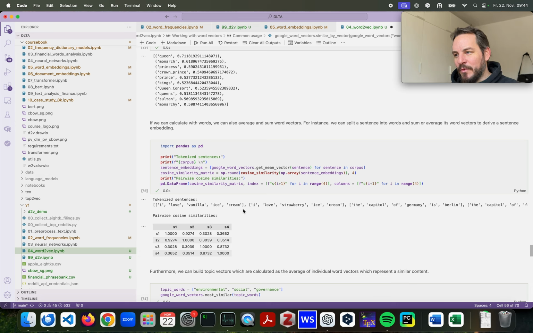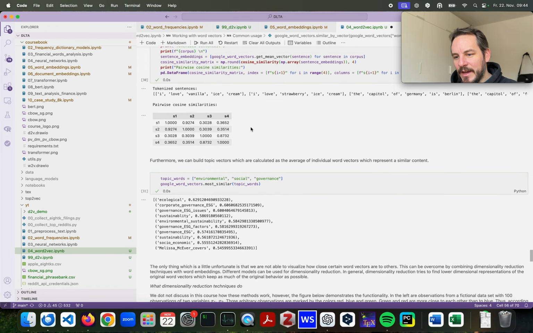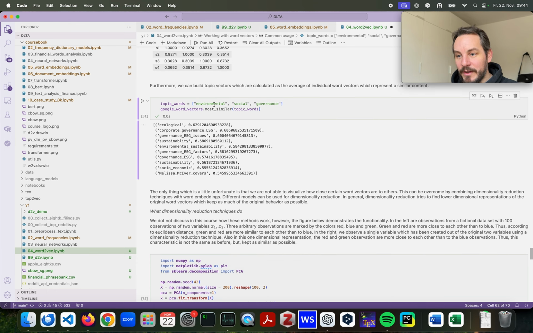All right, then what further can you do? So we have similarity. With this calculation, this opens up so much more, right? For instance, you can do stuff like this. Let's go first here. You can say I have 3 words that are supposed to describe a topic: environmental, social, and governance. Those are from the financial area and are related to non-financial factors.